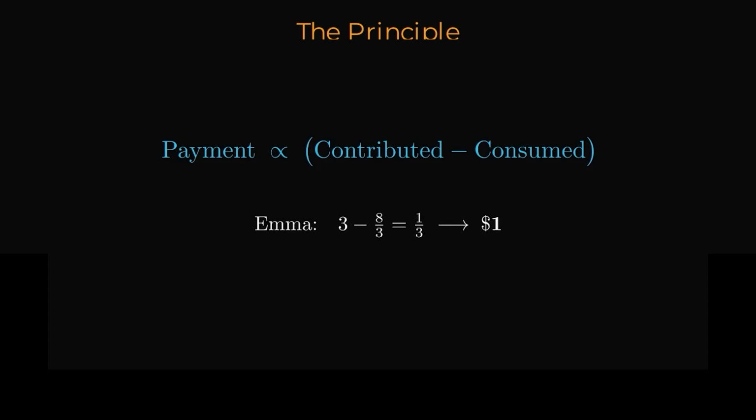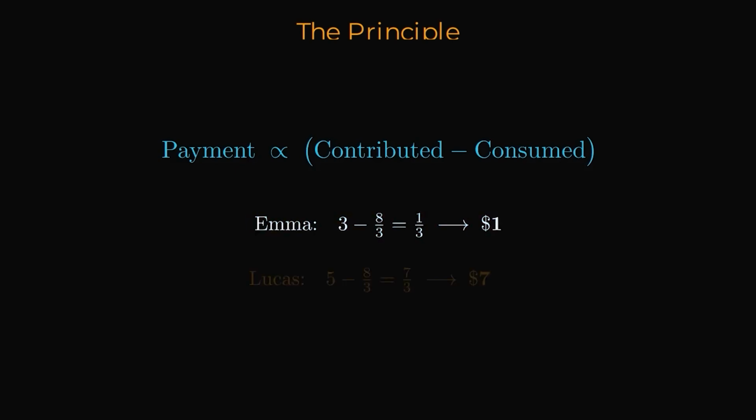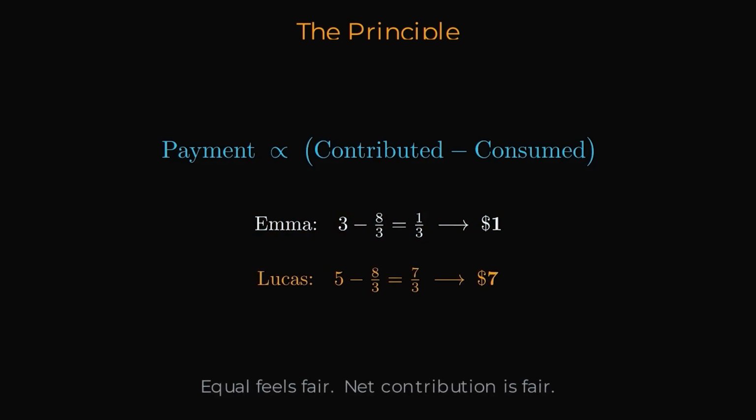Emma, 3 logs contributed, 8/3 consumed. Net, 1/3. That earns her $1. Lucas, 5 logs contributed, 8/3 consumed. Net, 7/3. That earns him $7. Equal feels fair. Net contribution is fair. And now, 2 more examples to prove it.